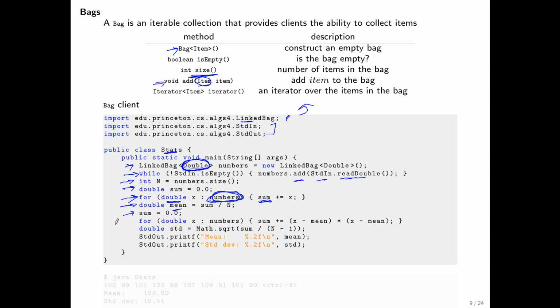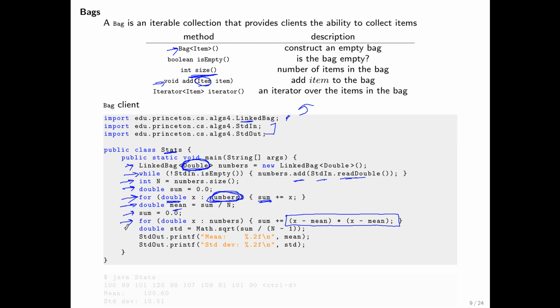And then we initialize sum again to 0. And here what we do is we calculate the variance. So again, we go through the elements of bag using the for each statement, just like what we did here. And now we accumulate this quantity, x minus mean times x minus mean, right? So mean was calculated right here.